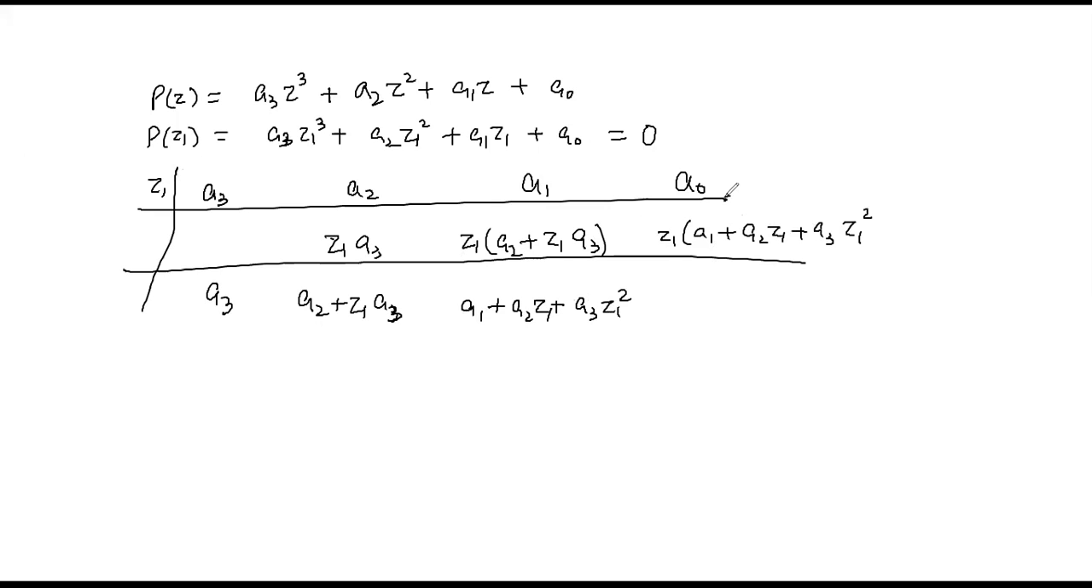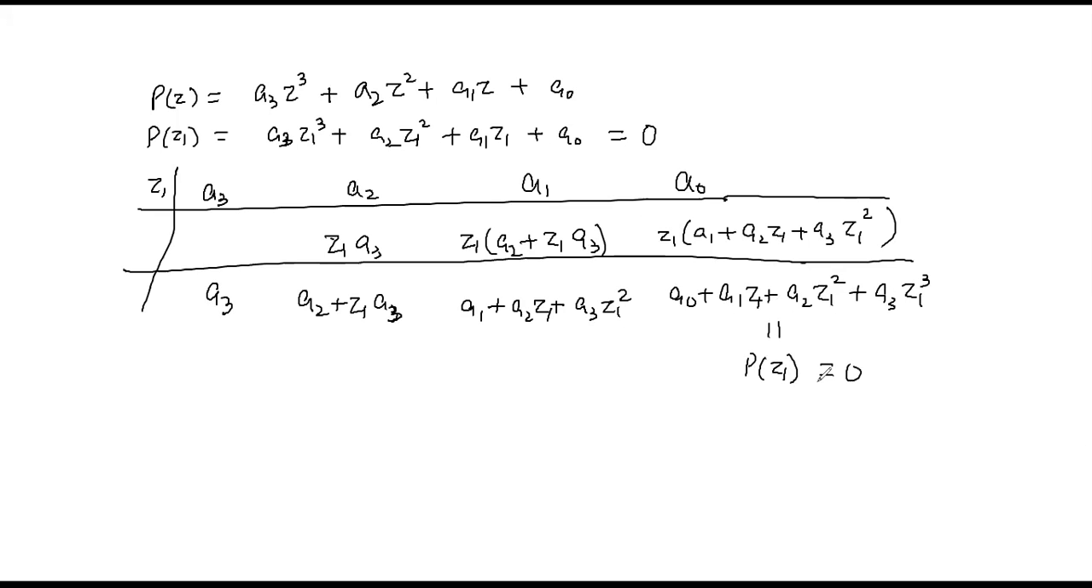मैं ये जनरल मेथड को थोड़ा करना चाहता हूँ. Then you add this, so you will get a0 plus a1 z1 plus a2 z1 square plus a3 z1 cube, which is nothing. It would always be p of z1, which is 0.